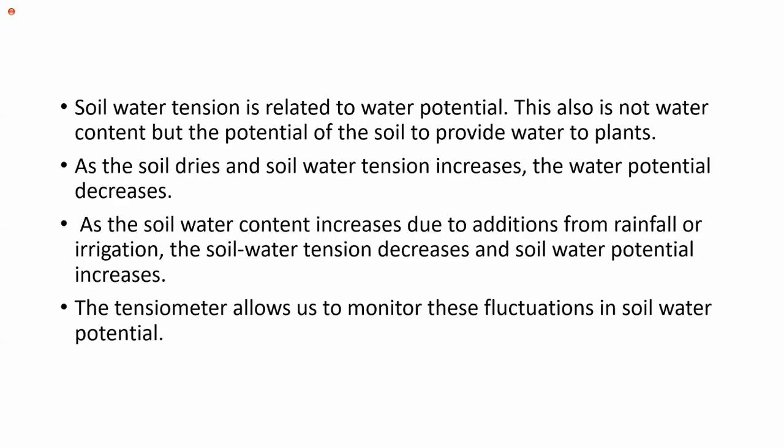I have already discussed this. The soil water tension is related to water potential, and this also is not water content but the potential of the soil to provide water to the plants. When the soil dries, the water tension increases and the water potential decreases. As the soil water content increases due to rainfall or irrigation, the soil water tension decreases and water potential increases. So the tensiometer allows us to monitor these fluctuations in soil water potential.